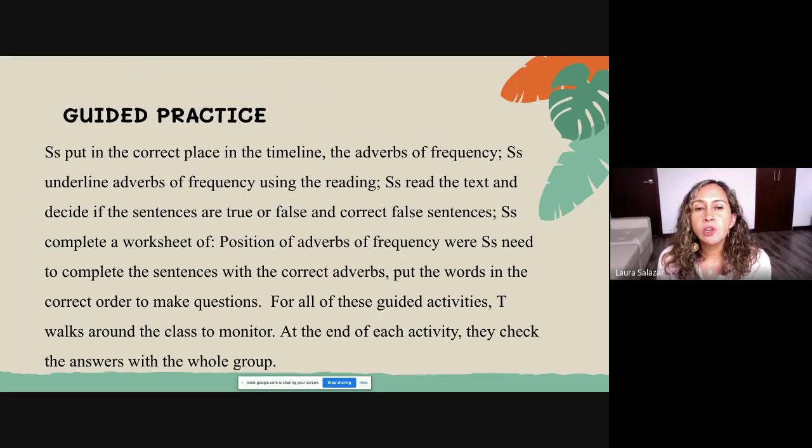Students complete a worksheet of position of adverbs of frequency, where students need to complete the sentences with the correct adverbs, put the words in the correct order to make questions. For all of these guided activities, teachers always walk around the class to monitor. At the end of each activity, they check the answers with the whole group.